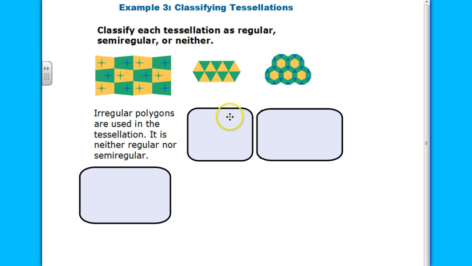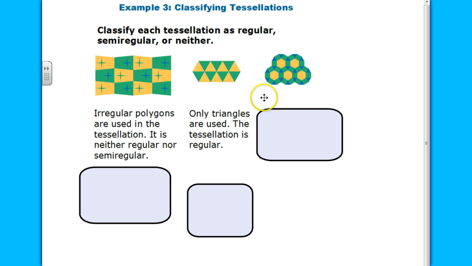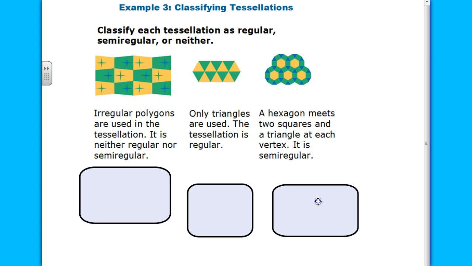In figure 2, it looks like they're all congruent, right? They're all regular triangles, so this is a regular tessellation. And in this figure 3, we have some different shapes. Do we see squares? We see some equilateral triangles, and even some hexagons, regular hexagons. So we do have regular polygons, and they're not all the same polygon, so this is a semi-regular tessellation.